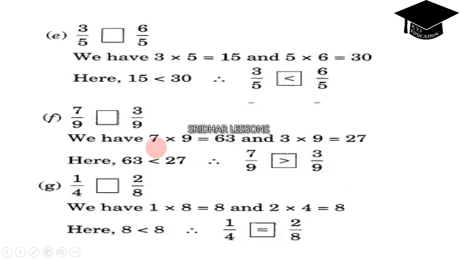Or else in the second method, as usual method, 7 into 9 is equals to 63. 9 into 3 is equals to 27. 63 is greater than 27. So 7 by 9 is greater than 3 by 9. Next one, 1 by 4 and 2 by 8. 1 into 8 is equals to 8. 4 into 2 is equals to 8. Okay, these are all equal. Therefore, 1 by 4 is equals to 2 by 8.